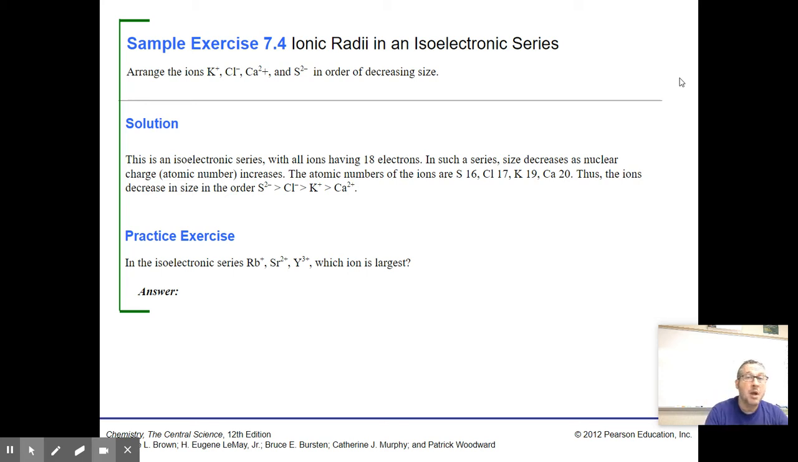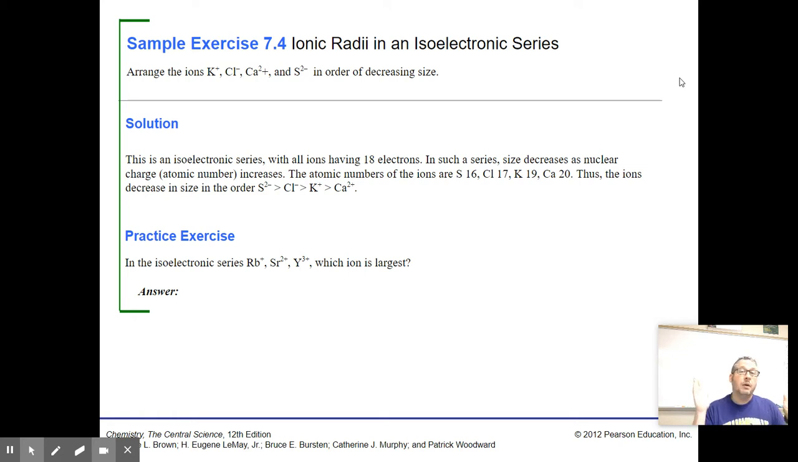So we need to figure out the order in terms of largest to smallest. What we need to do is identify which element has the lowest atomic number. That would be sulfur. Which one has the highest atomic number? That will be calcium. So going from the largest ion to the smallest ion, it goes S2 minus. Next is Cl minus. The next one would be K plus, and the last one would be Ca2 plus.